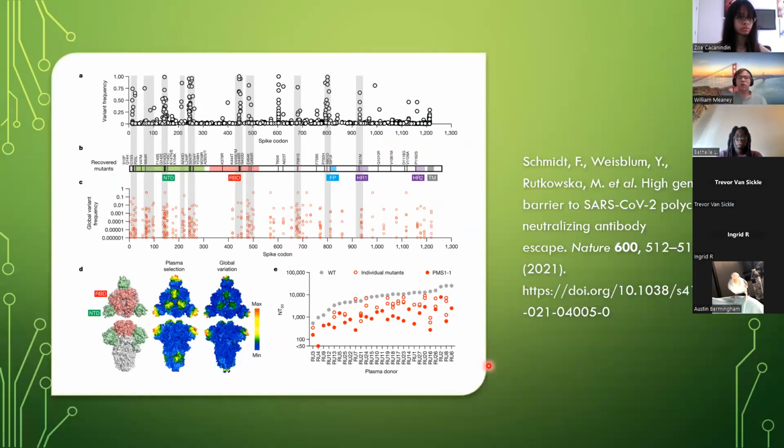Here I'm presenting an article that came out of Columbia University where they were able to predict the locations in the SARS-CoV-2 genomes where there would be a lot more conservation and mutations.